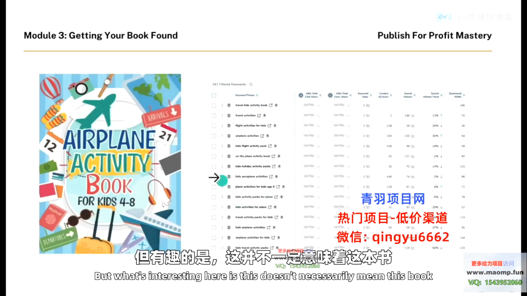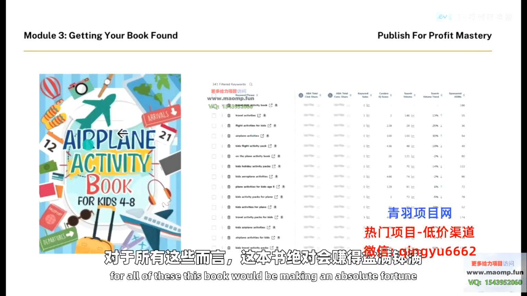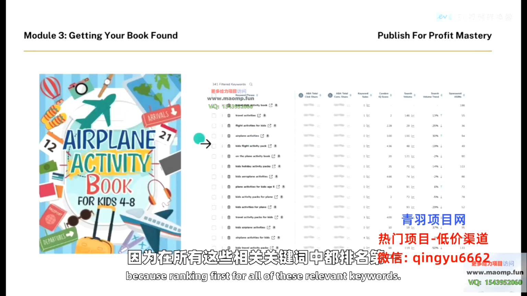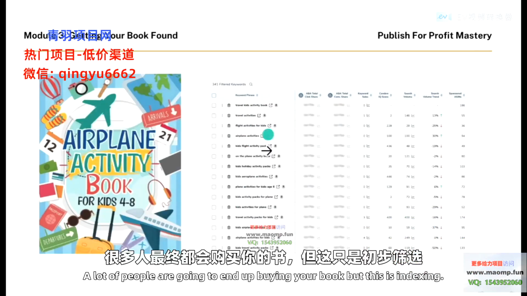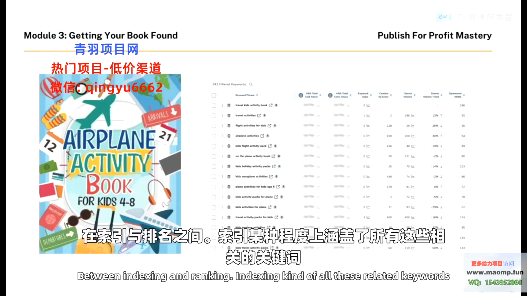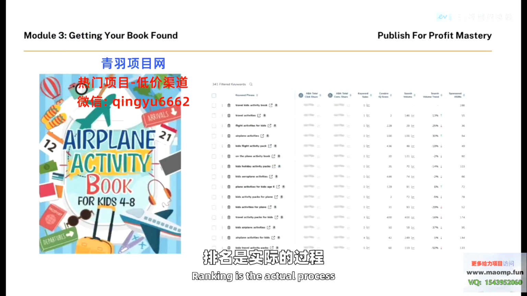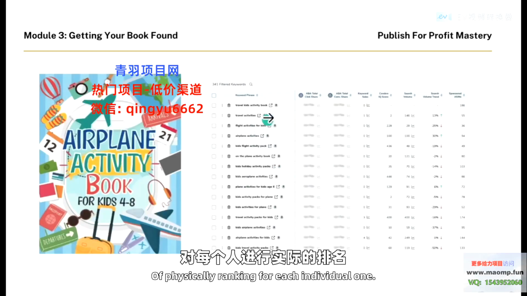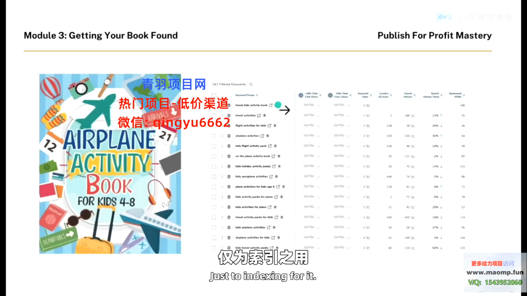But what's interesting here is this doesn't necessarily mean this book is ranking for all of these. If it was ranking first for all of these relevant keywords, this book would be making an absolute fortune, because a lot of people would end up buying your book. But this is indexing. This doesn't necessarily mean ranking. That's the main difference between indexing and ranking. Indexing is all these related keywords that Amazon tags to your book. Ranking is the actual process of physically ranking for each individual one. So if this book was ranking for travel kids activity book, that's very different to just indexing for it.